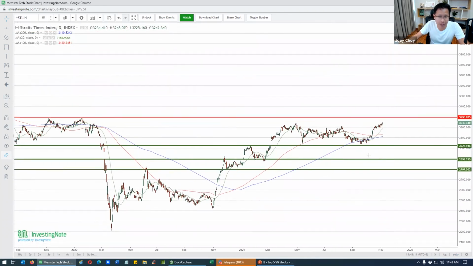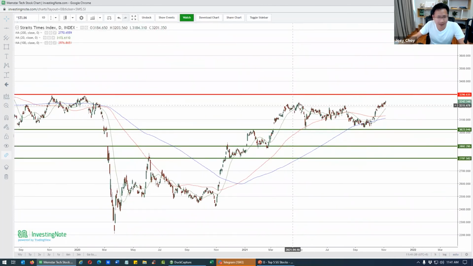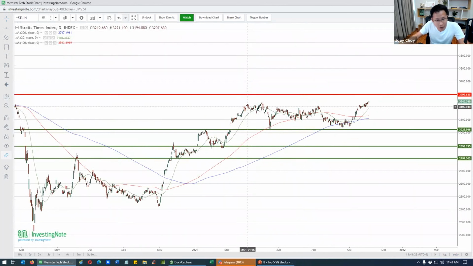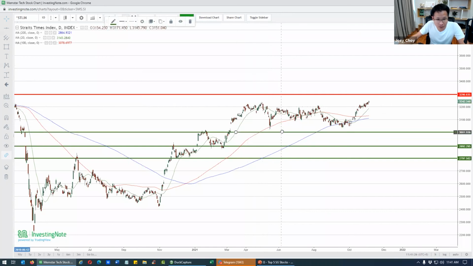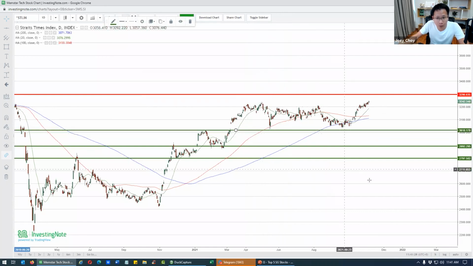Somewhere in March, April, when there was the Delta variant, the STI traded down from 3,250 all the way to around the 3,000 level. So quite a good support, 3,000, 3,050 around there. You can see this was resistance, turned support. It went down, rebounded, went down, rebounded. So that is pretty much the range for now.